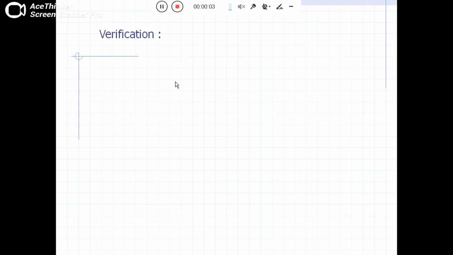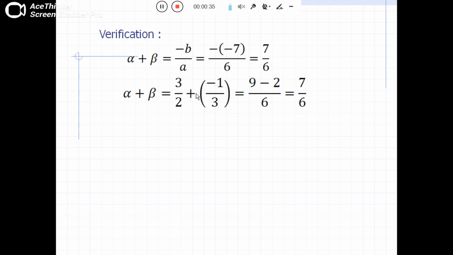Okay, in the verification, as you got alpha is equal to 3 by 2 and beta is equal to minus 1 upon 3. As you know this formula, sum of zeros, alpha plus beta, equals minus b upon a. You just substitute the values of b and a, you will get minus of minus is plus 7 upon a, which is 6. So 7 upon 6 is the value with the coefficients you got. Now with the values of alpha and beta, 3 by 2 plus minus 1 upon 3, you will get 9 minus 2 upon 6, which is equal to 7 upon 6. So it is verified here.